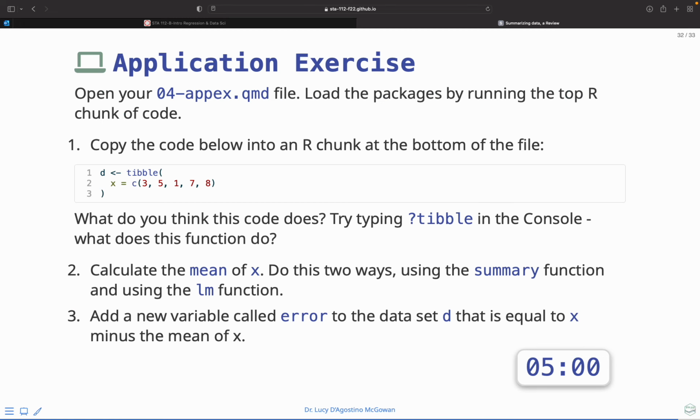Okay, so what I want you to do is open your 04 apex.qmd file. This is the one from last class, and load the packages by running the top chunk of code. Then copy this code below into an R chunk at the bottom of the file. This is going to create a data frame. You would have seen this in the check-in last night, but you can try typing ?tibble into the console to see what this function is actually doing. Then I want you to calculate the mean of x using the summarize function and also using the lm function. And then add a new variable called error to the data set d that is equal to x minus the mean of x. I'll give you a couple minutes to work on that, and then we'll do it together.